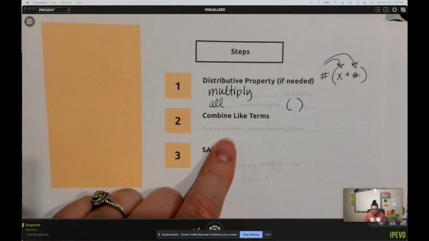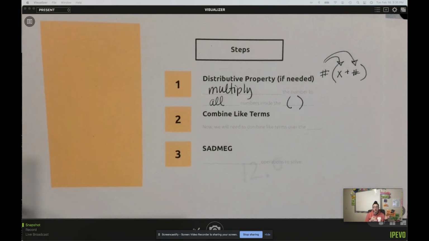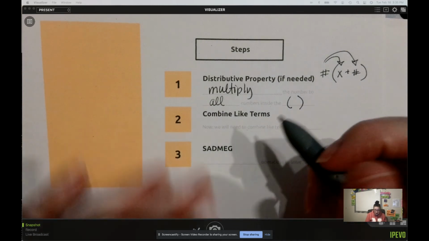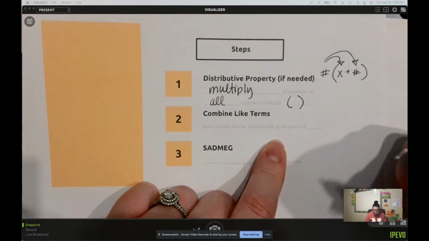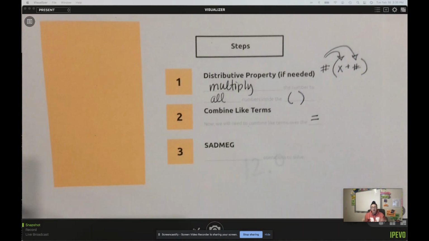Then we will need to combine like terms. Before, we saw like terms on the same side of the equation sign. So you'll need to do it on the same side. And now you're going to also have to combine like terms over the equal sign. So I'm going to have to combine my variables over the equal sign. It's going to look just a little bit different.